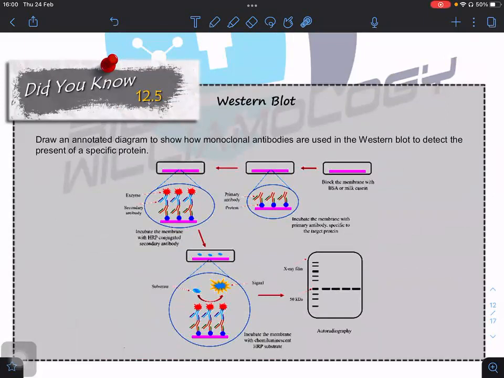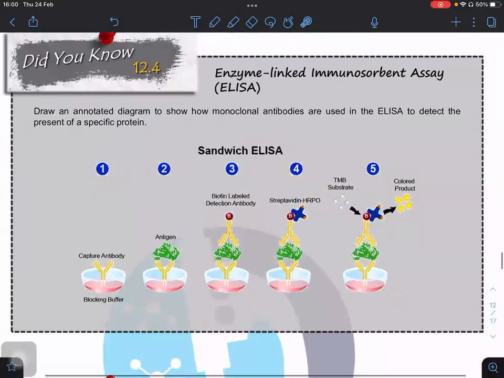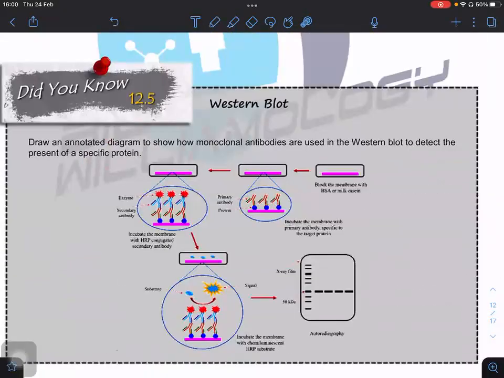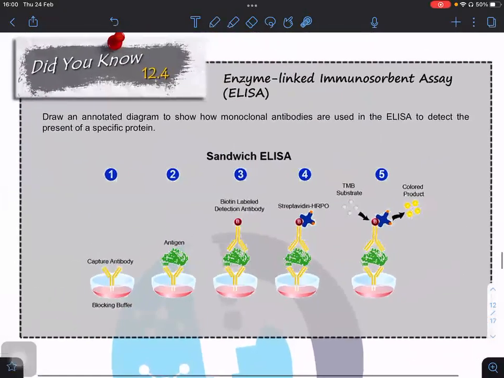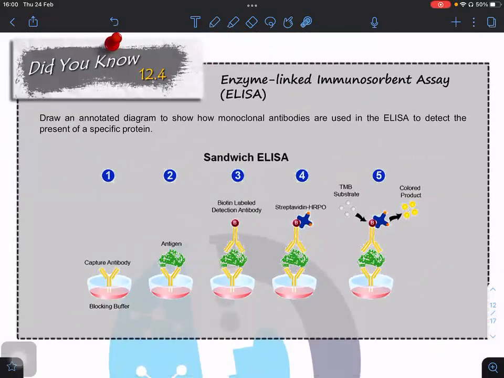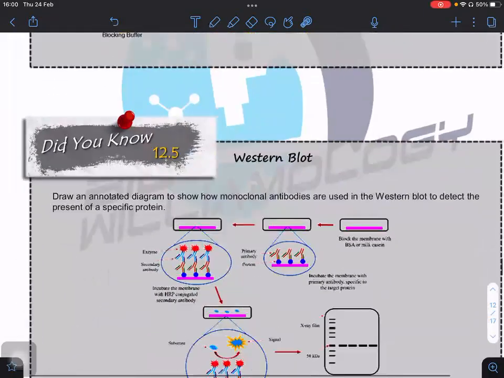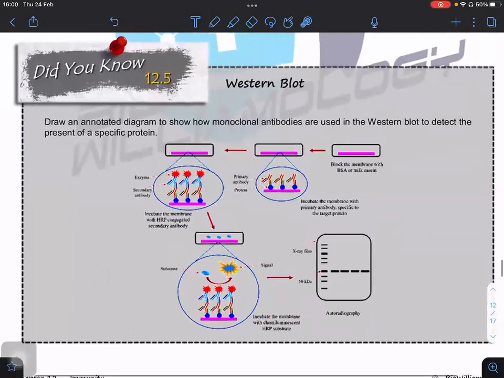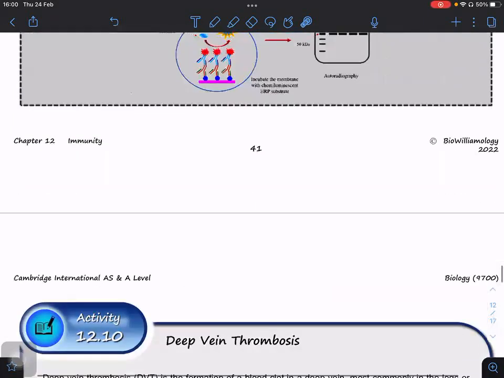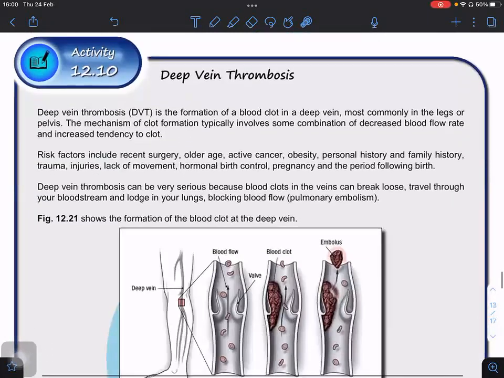Both of them, we detect what? We detect specific proteins. Okay, we detect a specific protein. So you can take a photo of this, and also this one. This is totally not in our syllabus for AS, but in A2, yes. Now, we come back here.